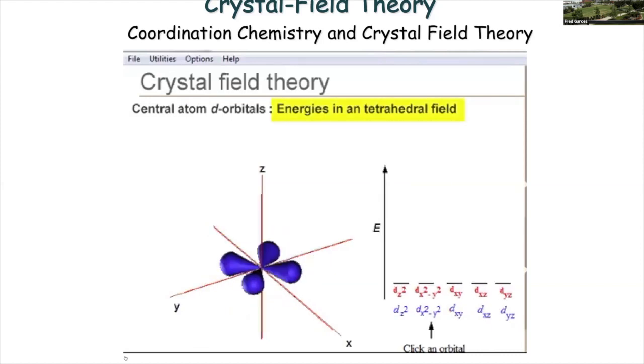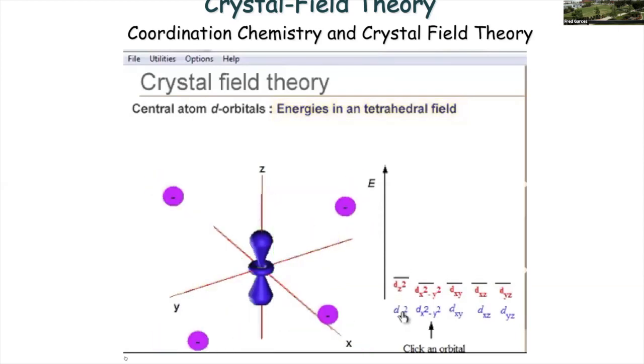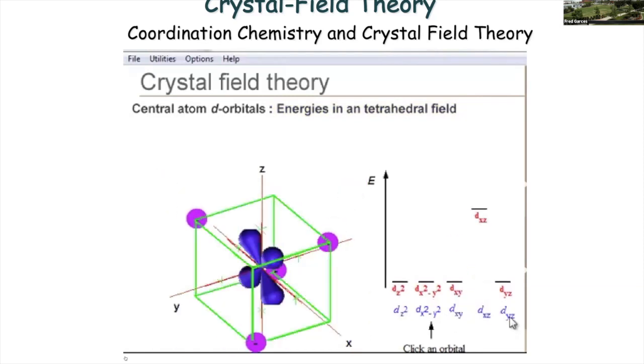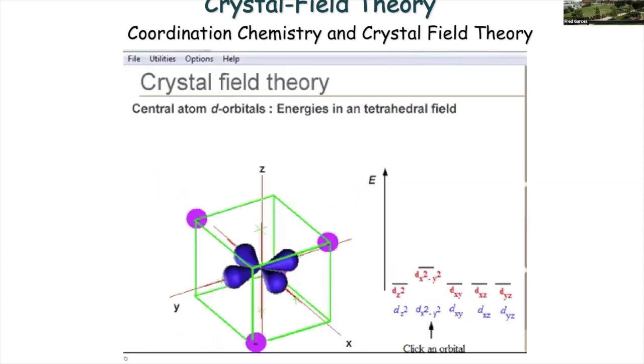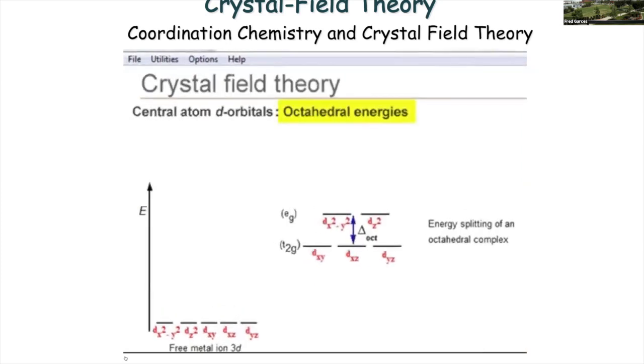In a tetrahedral crystal field, 4 ligands approach along opposite corners of a cube, forming a tetrahedral crystal field. In this case, the dxy, the dyz, and the dxz orbitals are raised in energy, whereas the dx squared minus y squared and dz squared orbitals are lowered in energy. In an octahedral crystal field, we say that the d orbitals have an octahedral energy splitting, and we denote this by a capital delta with a subscript oct.